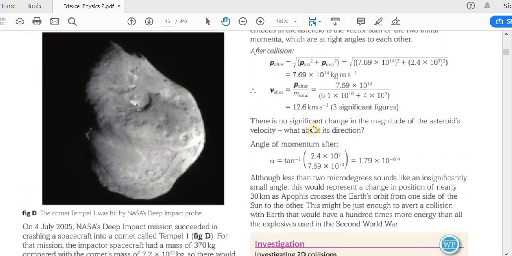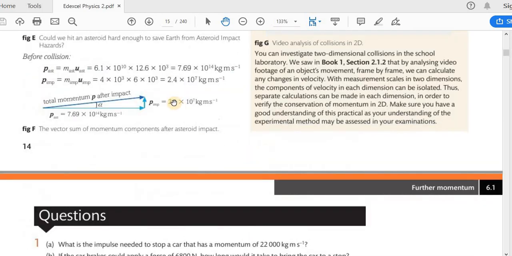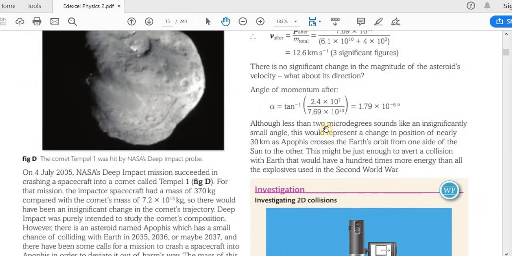Alright, so let's find the angle. Now again we use tan. Tan is opposite over adjacent. This side divided by this side, 2.4 into 10 to the power 7 divided by 7.69 into 10 to the power 14. You get this. This is the angle. You can see 1.79 into 10 to the power minus 6 degrees.